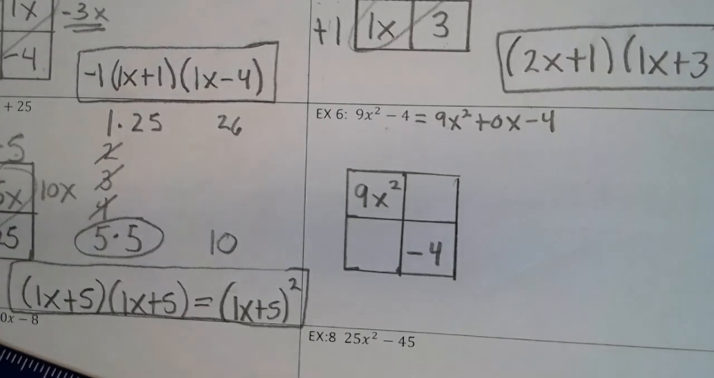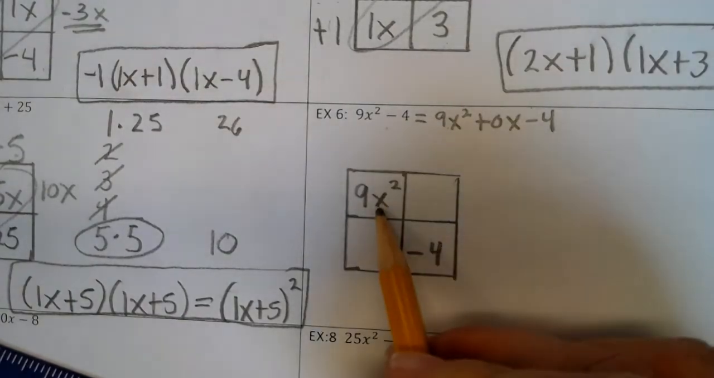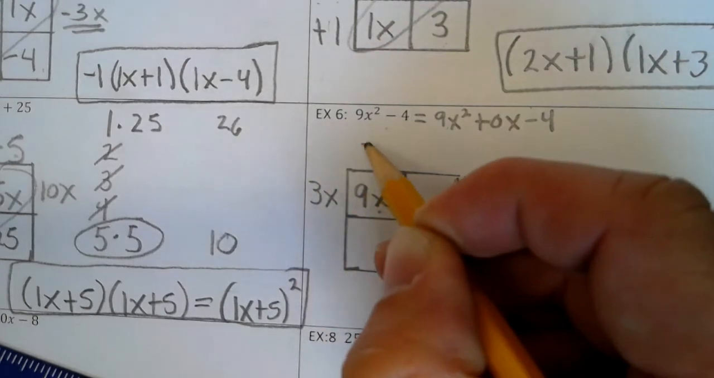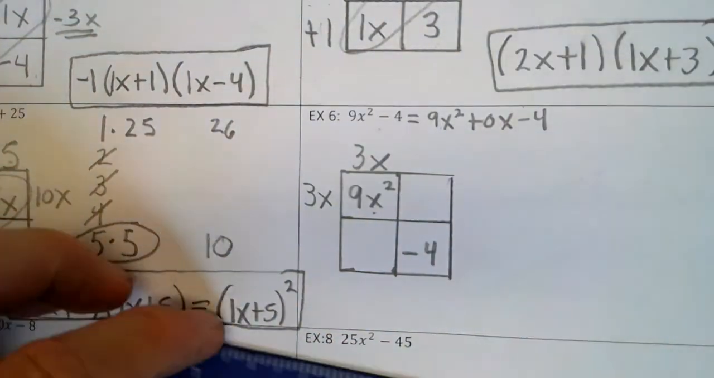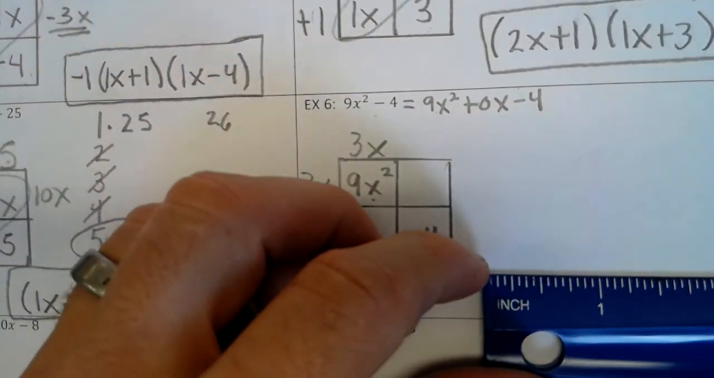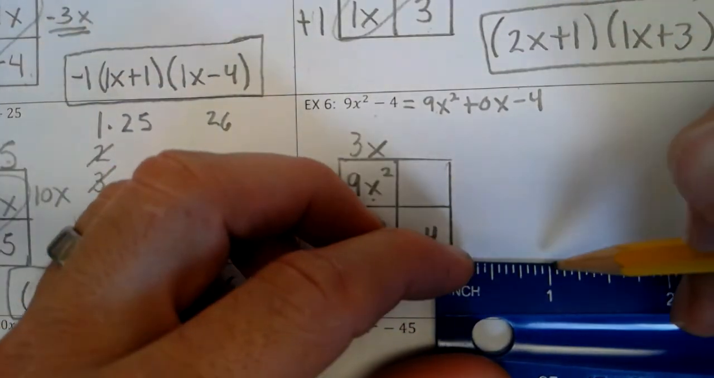Now why this is more difficult is because you have to figure out all the combinations to make 9x squared. Well, 3x and 3x is one of them, but now you have to draw a second box because you have to try all combinations, and that's what makes this difficult.